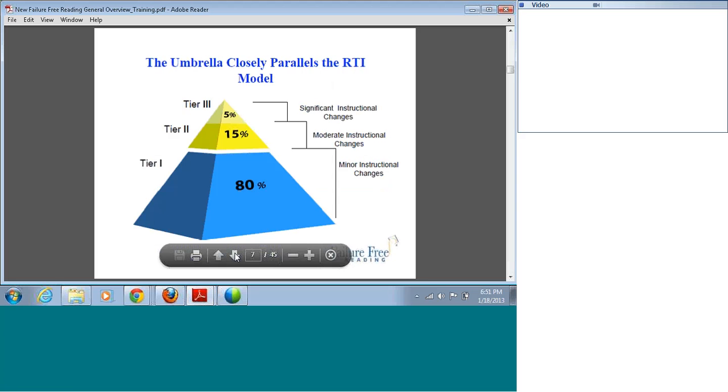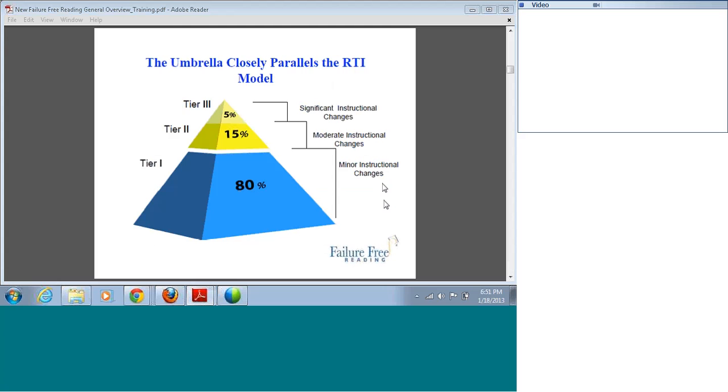The umbrella that we showed in the previous slide closely resembles the RTI model. If you look down at the base where your Tier 1 students are, these are students that need minor instructional changes in order to get to a place where they're on grade level or working successfully with their peers academically. When you transition into Tier 2 and Tier 3, there's a need for more moderate and in some cases even more significant instruction. That's where Failure-Free Reading comes into play.